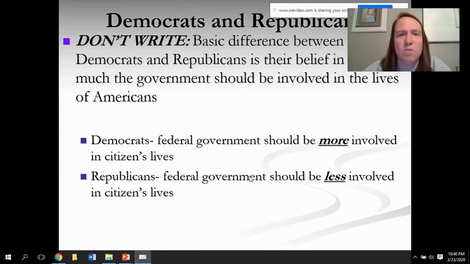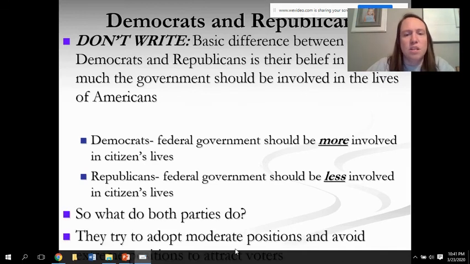So if you can remember the difference between those two, you'll be set for the rest of the unit. And that's pretty much it.